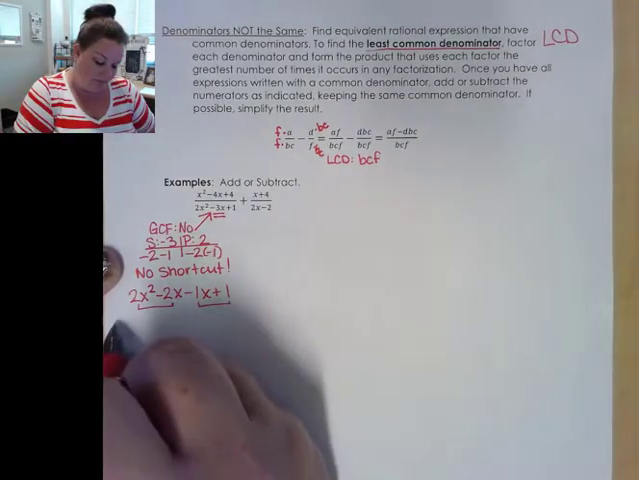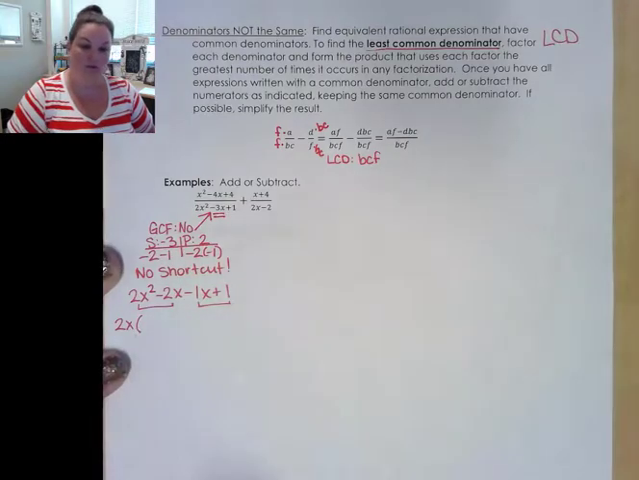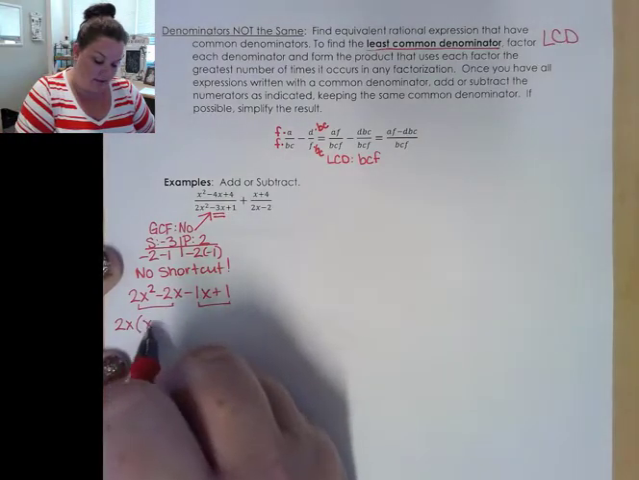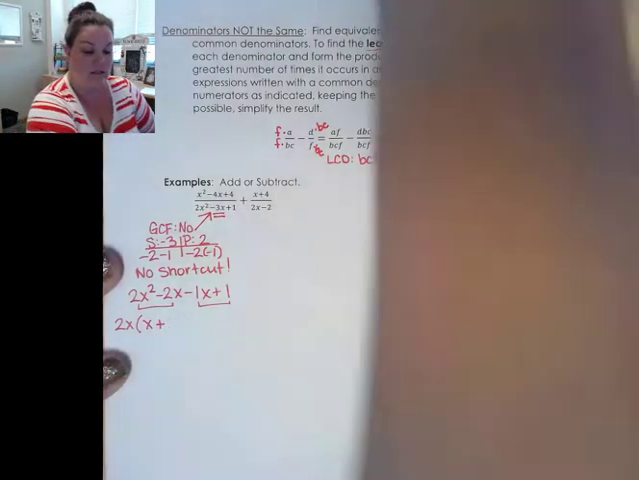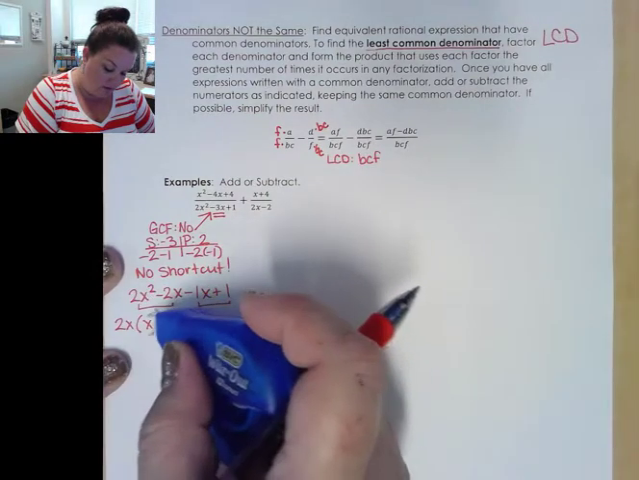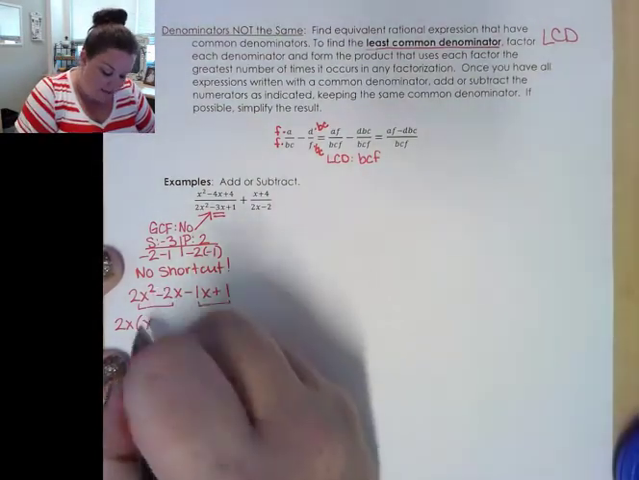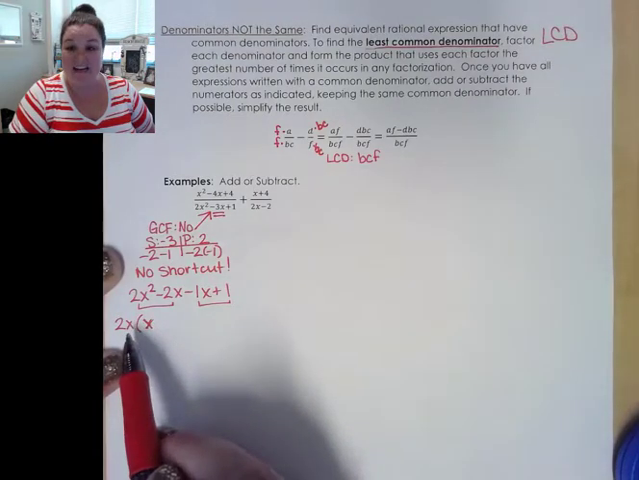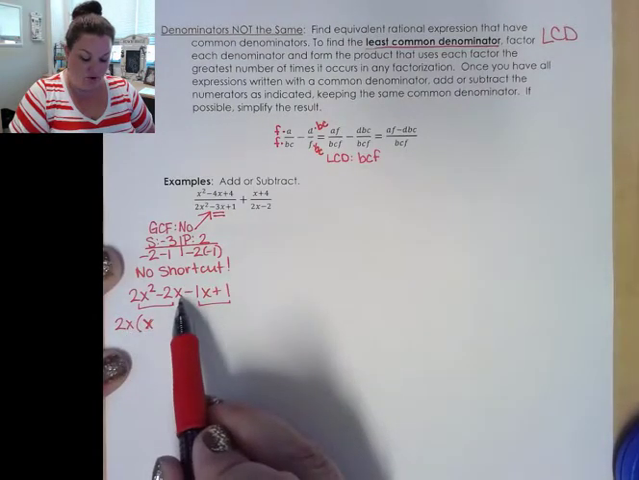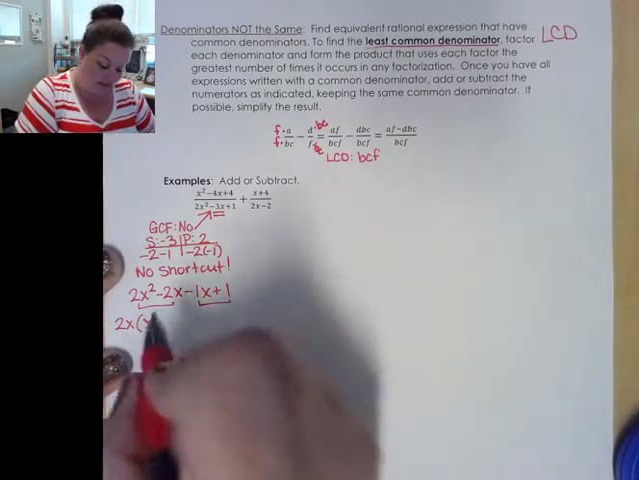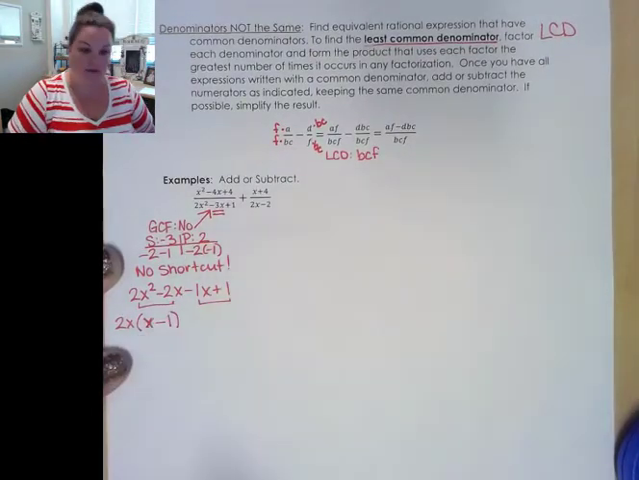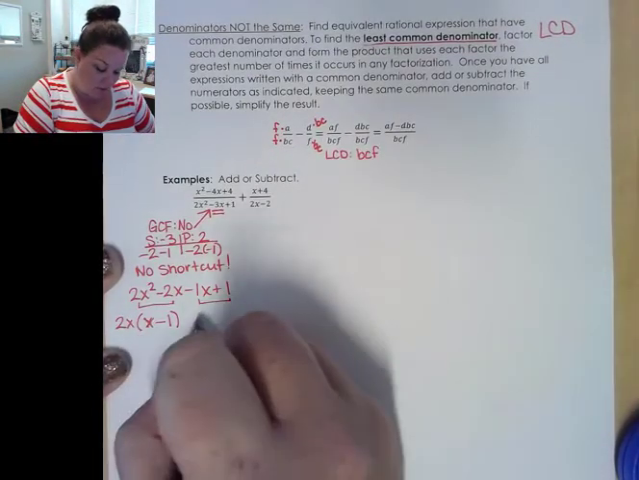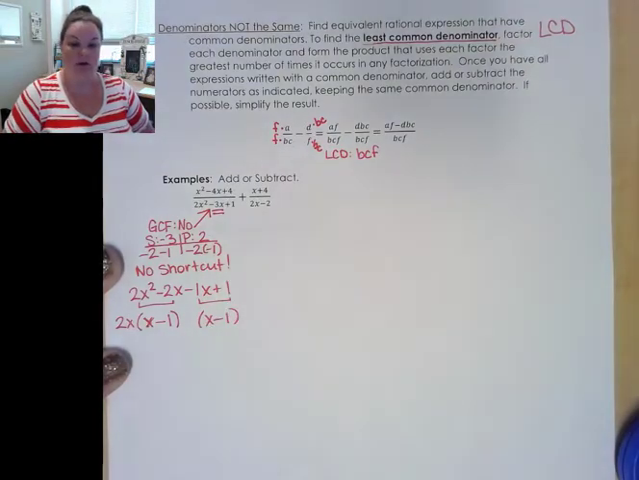Out of the first two, I can take out a 2x, which is going to leave me with x minus 1. Remember, when we're taking off our greatest common factor, we're dividing it out. So negative 2x divided by 2x is negative 1.